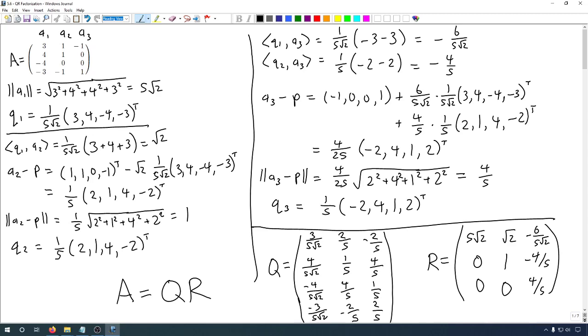And so that's actually going to be very helpful. We're going to be able to use that fact in order to do a lot of things.